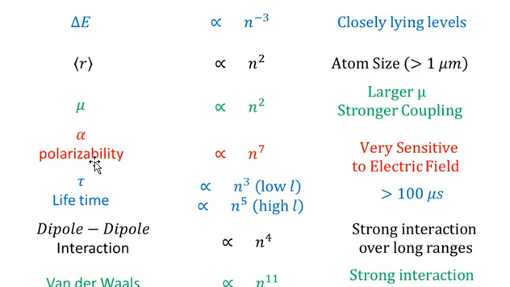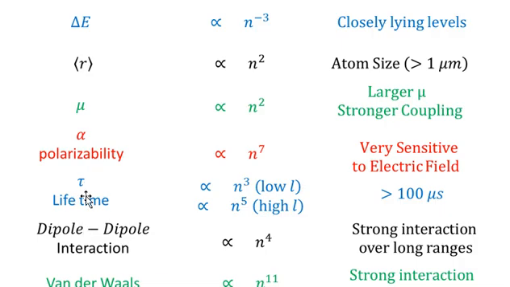Alpha, which is the polarizability, varies as n to the power 7. Again, you see that this polarizability is very, very high for these Rydberg atoms. And when the polarizability is very high, it means that the Rydberg atoms are very, very sensitive to electric fields. So this is a very important property.